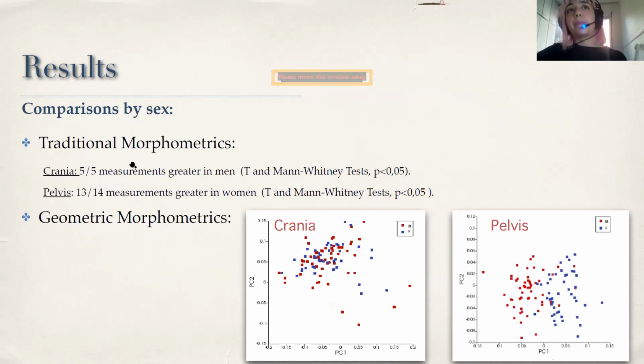But in the case of the pelvis, 13 out of 14 measurements were greater in women. And if we look at the chart of the first two principal components, we can see that there is a clear separation between men and women along the first principal component. So this means that there is indeed a difference between men and women in pelvic shape.